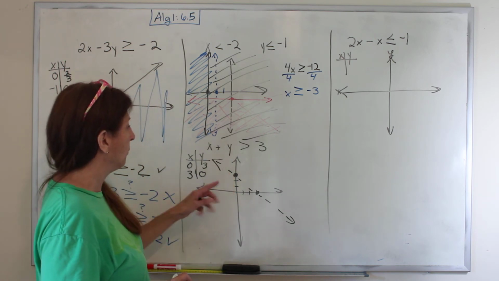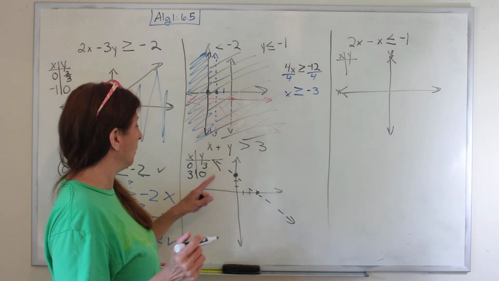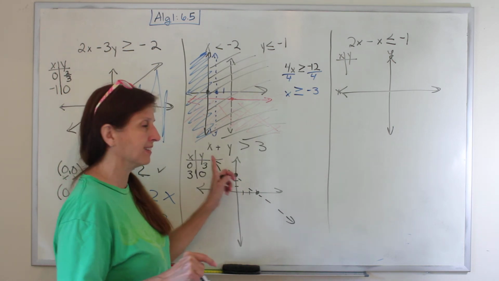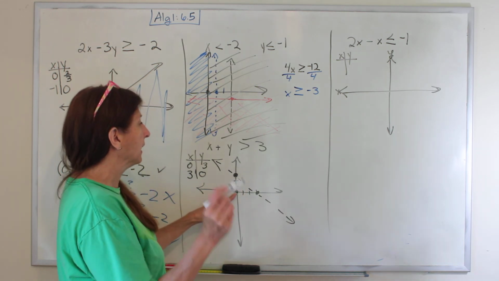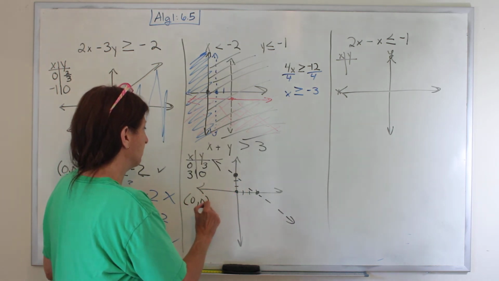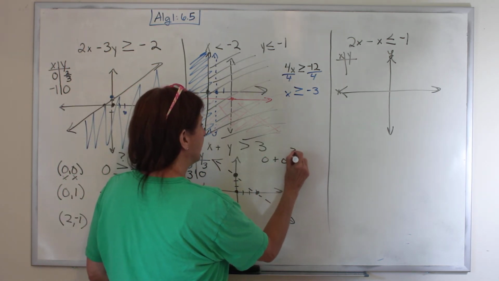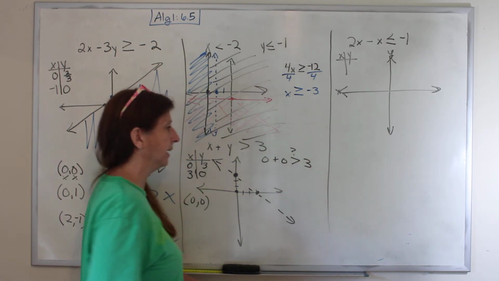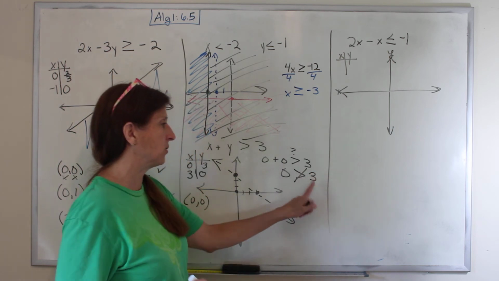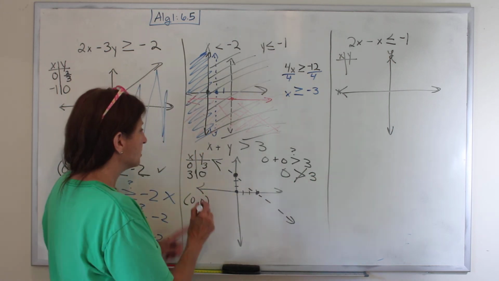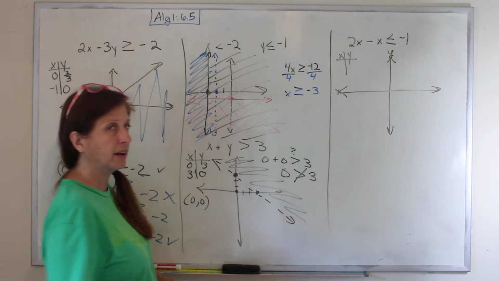Okay, and now we have to figure out which side to color. There's really two ways to do it. One way is you find a point that's not on the line and you test it. 0, 0 is not on the line. Let's see if it makes a true statement. Okay, so 0 plus 0, is that greater than 3? Well, 0 is not greater than 3. I'd much rather have $3 than $0. So I need to color the other side, not that side because it made a false statement.